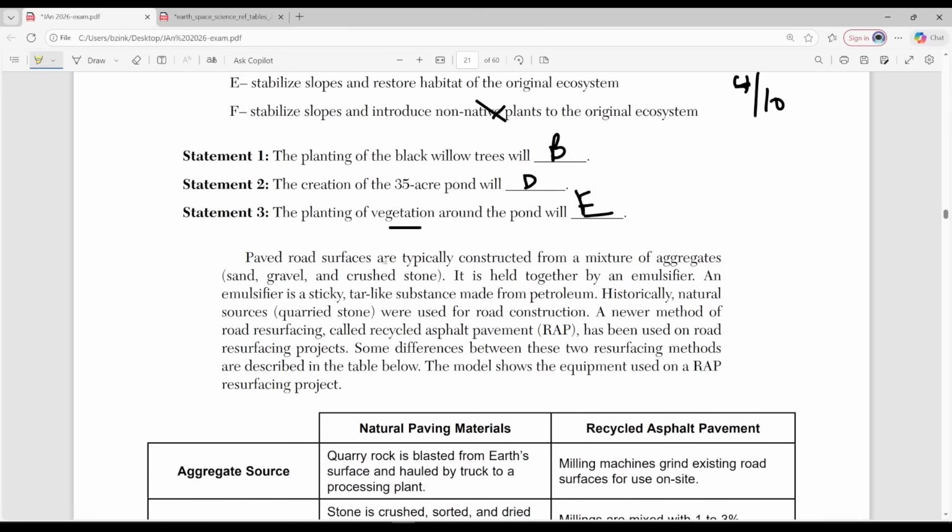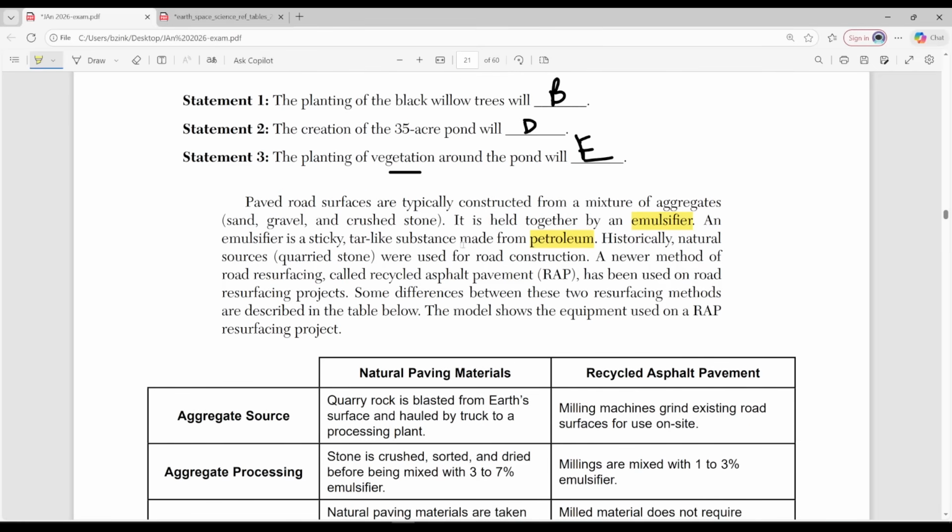All right, paved road surfaces are typically constructed from a mixture of aggregates, so sand, gravel, and crushed stone. It's held together by an emulsifier. An emulsifier is a sticky tar-like substance made from petroleum. Okay. Petroleum. Historically, natural sources like quarried stone were used for road construction. A newer method of road resurfacing called recycled asphalt pavement has been used on road resurfacing projects. Some differences between these two are described in the table below.